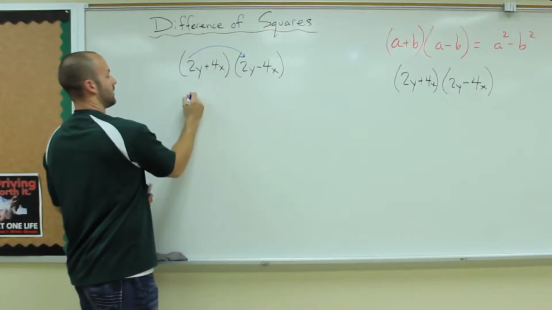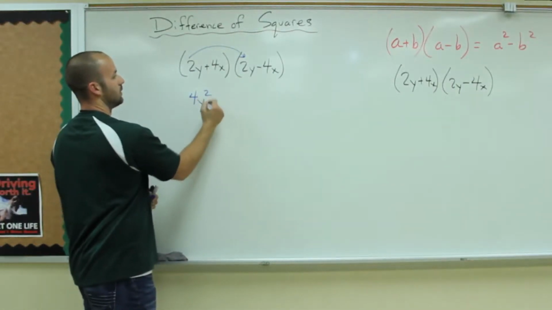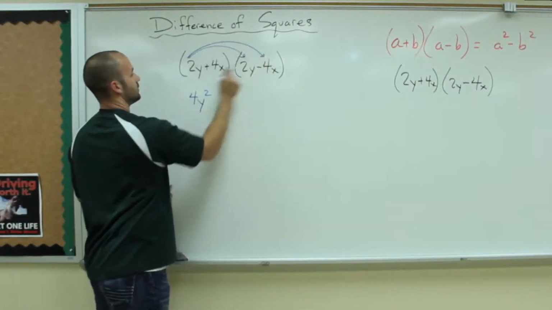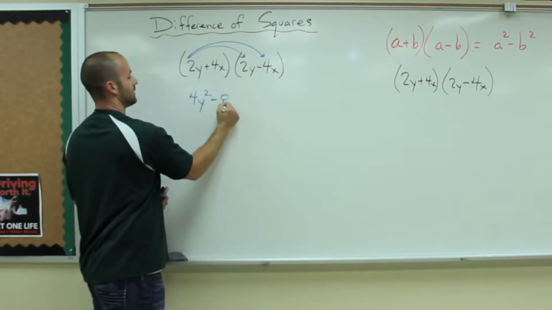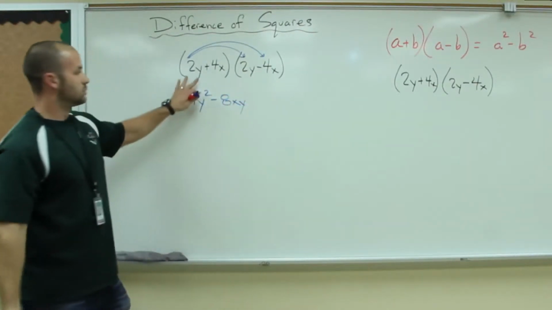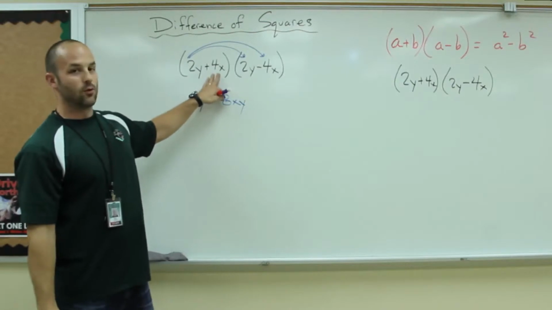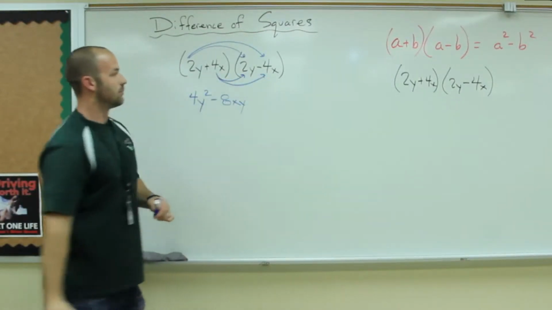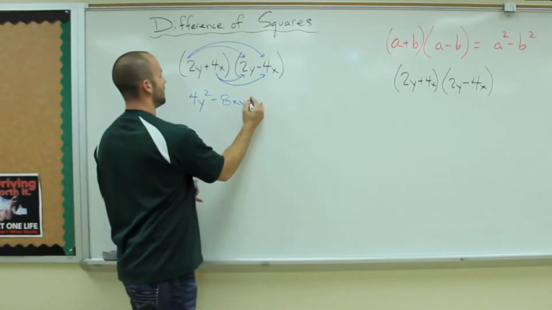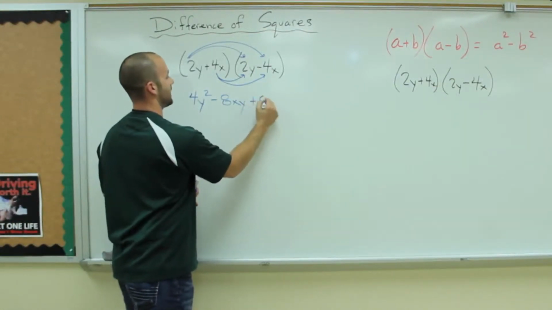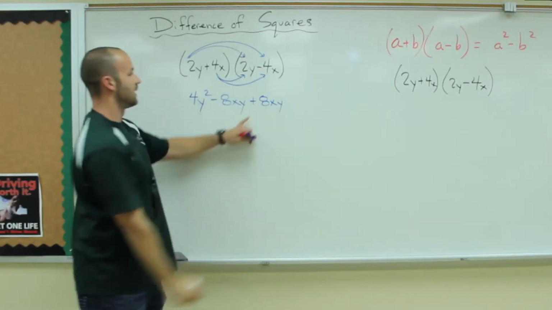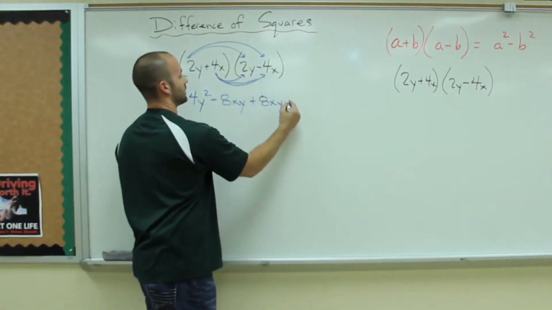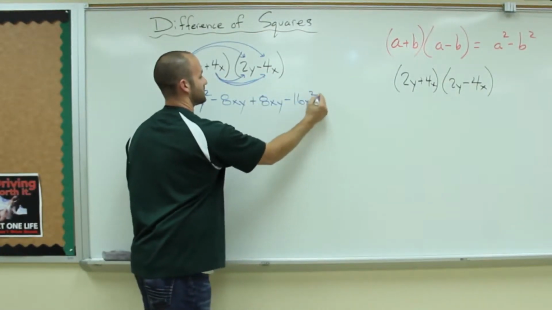2y times 2y is going to produce a perfect square of 4y to the second. And then we send the 2y all the way down to give us negative 8xy. Once we're done with the 2y, now we can move on to 4x, and we distribute 4x into every single term in the second binomial. That's going to give us a positive 8xy, and then lastly we're going to get a negative 16x to the second.